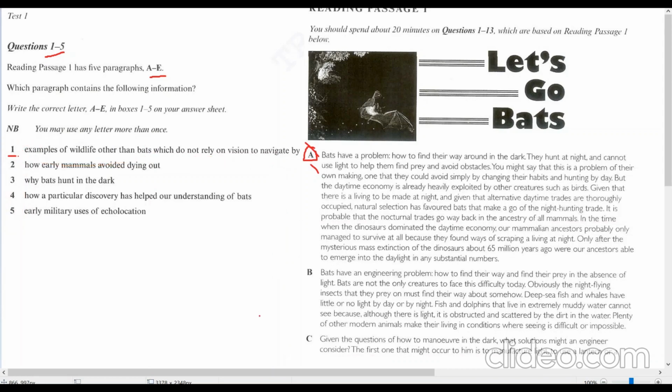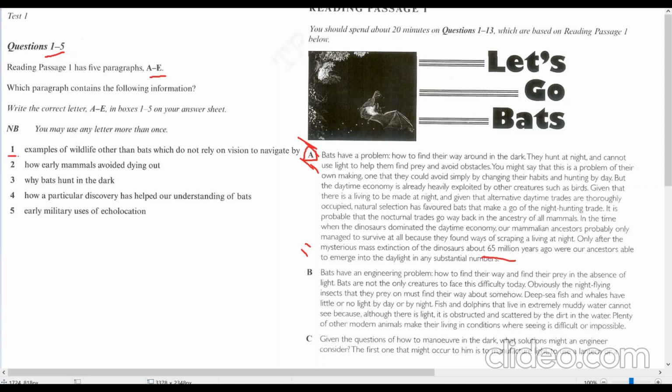So what I have to do now is simply read the first 2 lines and the last 2 lines. Now if I go through these lines quickly, you can actually pause and read them by yourself. So they're talking about here, bats have a problem how to find their way around in the dark. They hunt at night and cannot use light to help them. Okay, we got an idea. And if you go to the last 2 lines, here is the beginning of the sentence. Only after the mysterious mass extinction of the dinosaurs about 65 million years ago were our ancestors able to emerge into the daylight, etc., etc.